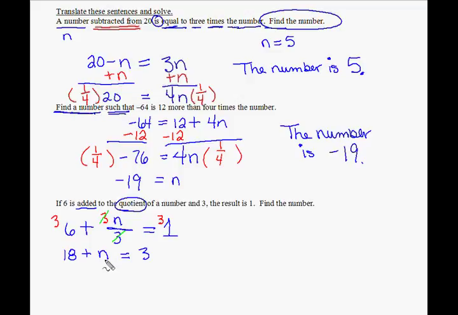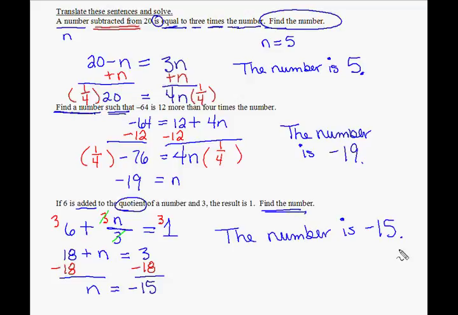So one more step in trying to solve this equation, getting n alone. We need to get rid of this 18. It's being added, so we add the opposite. We add a negative 18 to both sides of the equation. We get that n is equal to negative 15. But again, this is a word problem, so we want to answer in words. The number is negative 15.